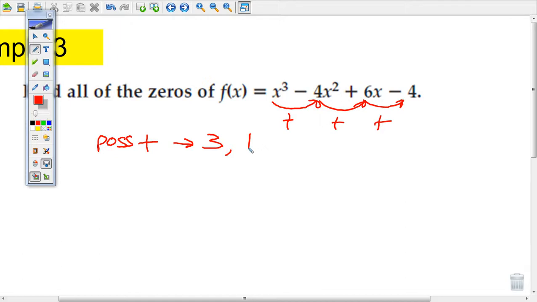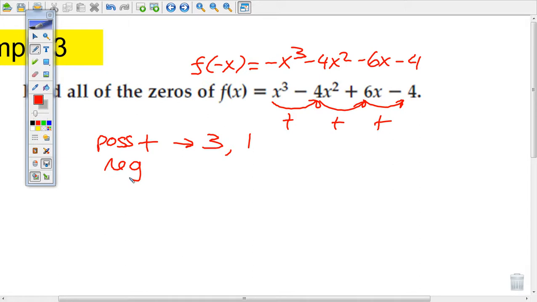Now if I make it negative, f of negative x, remember the only thing that changes when you have f of negative x are the odd degree terms. So will x cubed change? Yes, because it's odd degree, so it's going to become negative x cubed. Will negative 4x squared change? No, because it's even. And then 6x will change in sign because it's odd degree. And then I still have minus 4. How many sign changes are there? None! Now I'm super happy. Possible negatives: there are 0.